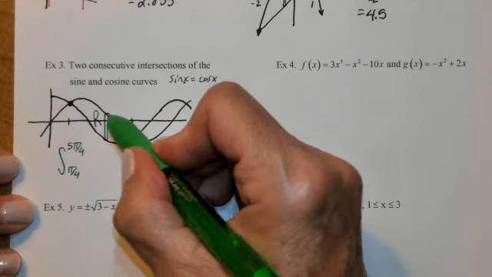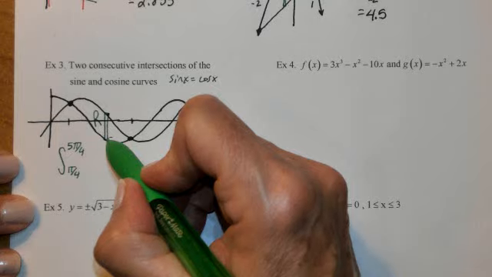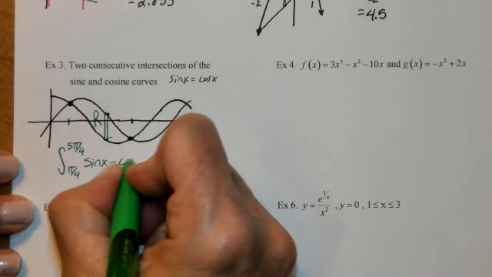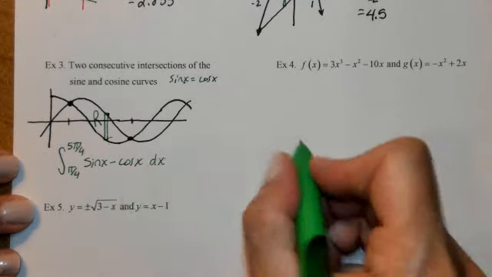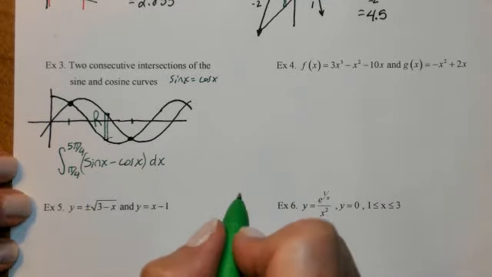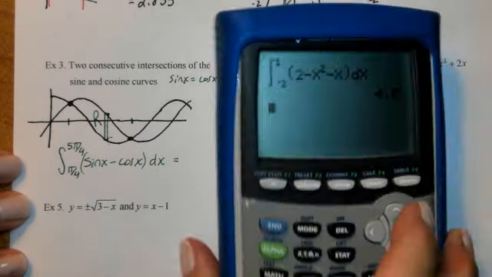Which curve is on top? That was our sine, wasn't it? Which curve is on the bottom? That was our cosine. So sine x minus cosine x, and then the base length is dx. Base times height, that's area. Okay? So that is our integral.